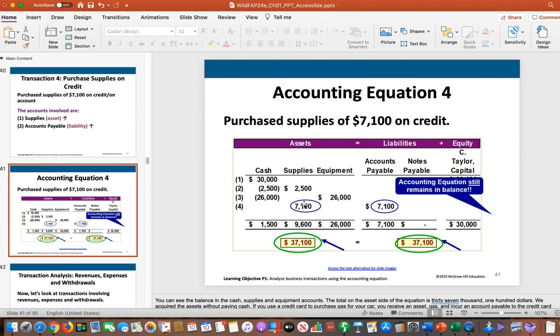And what you do to one side, on the asset side, we increased it by $7,100, and we also increased liabilities by $7,100.